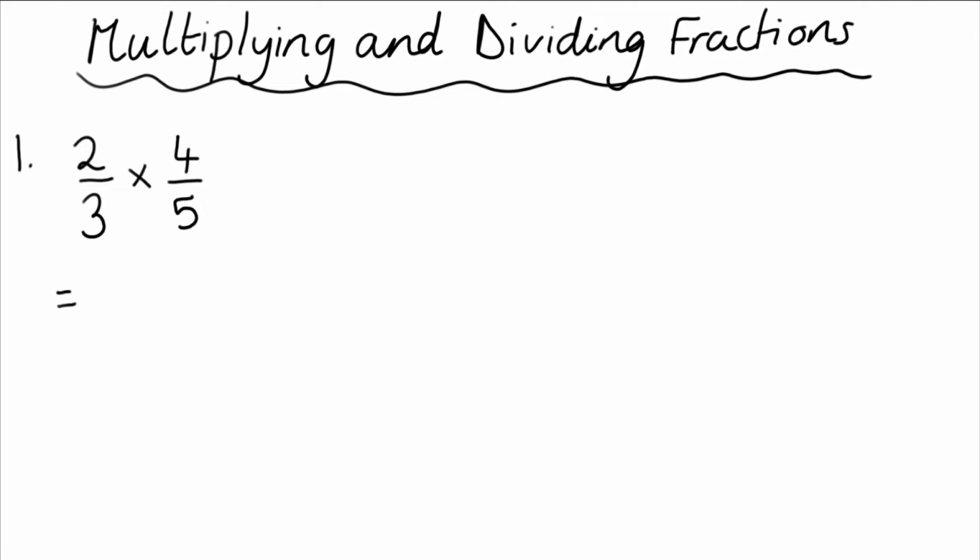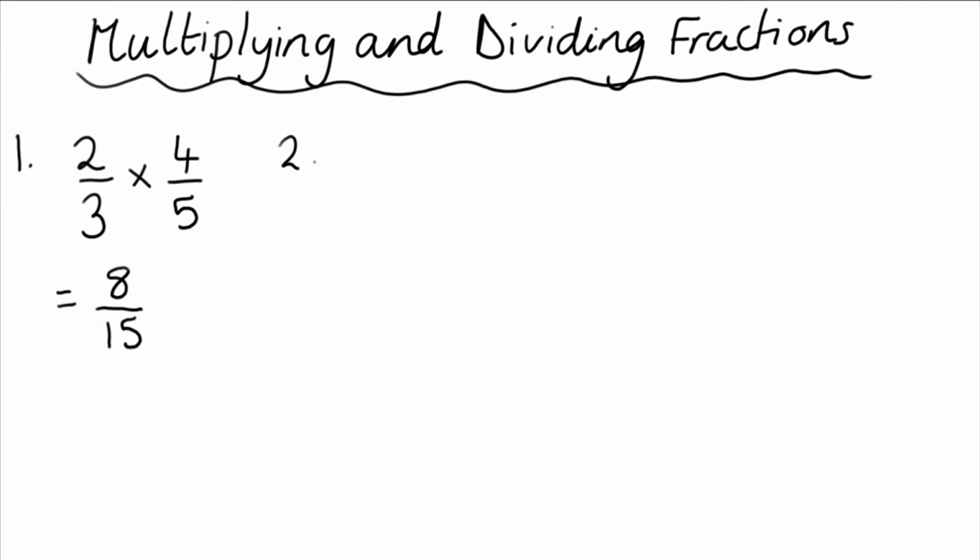So 2 4s are 8. Let's just multiply the numerators, you get 8. Then multiply the denominators, 3 5s are 15. So the answer is 8/15. Can you simplify by dividing any number into 8 and 15? No, so you're done. Let's do another one where it's a mixed fraction.